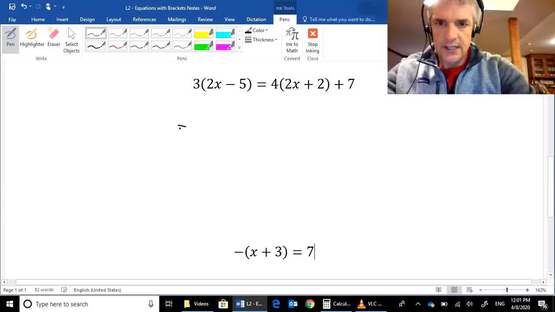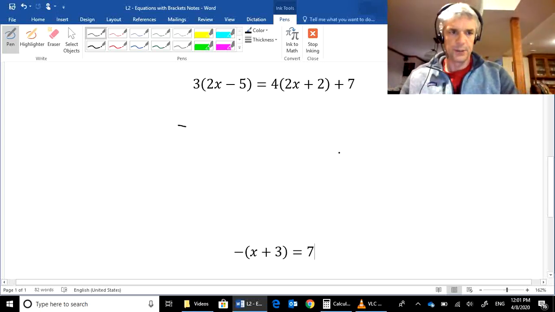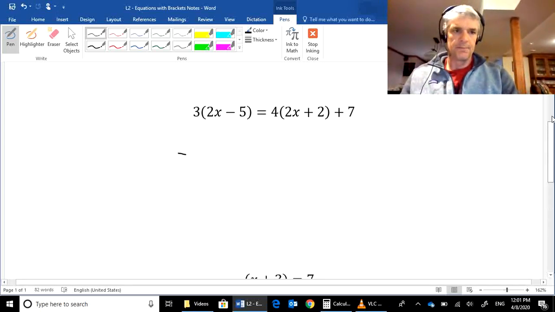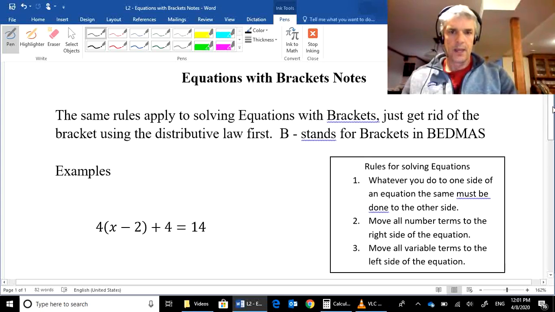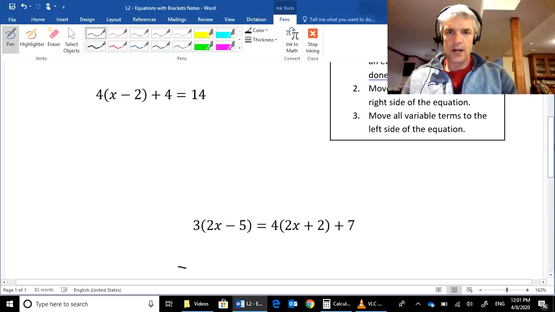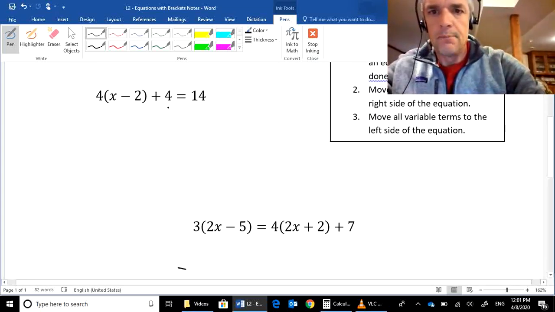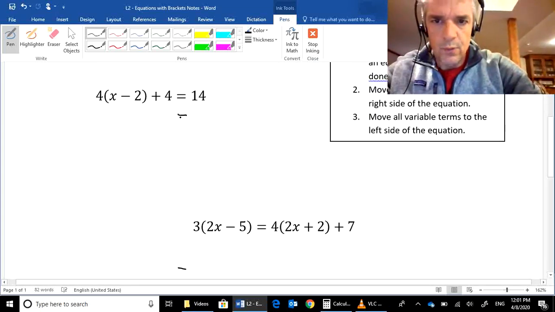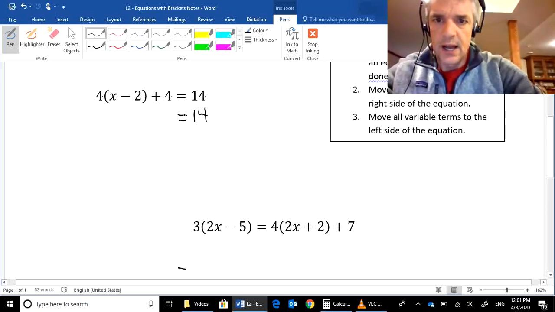One of the first things I like to do, it did this to me before too, it jumps off on me. I'll just bring it back, sorry. One thing I like to do is right away put my equals 14 in, and it helps me keep my equal signs in line here.